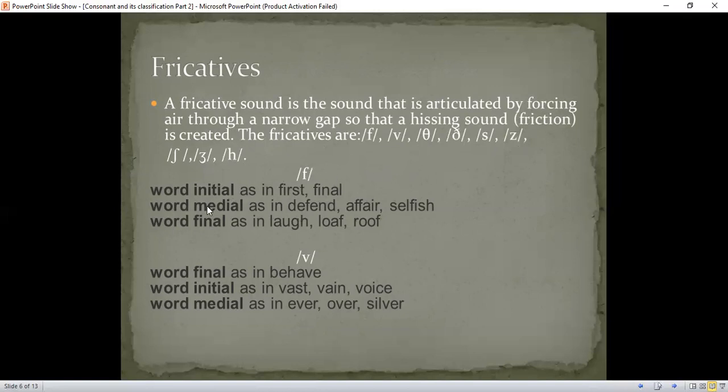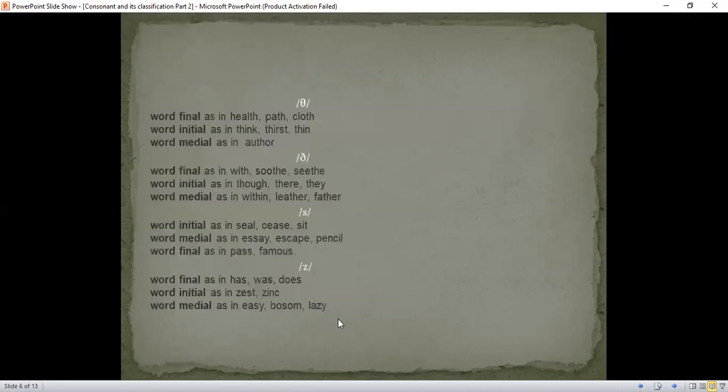The first will be the f sound. Word initial as in first and final. Word medial as in defend, affair, selfish. Word final as in laugh, loaf, and roof. The v sound. Word final as in behave. Word initial as in vast, vain, voice. Word medial as in ever, over, and silver.